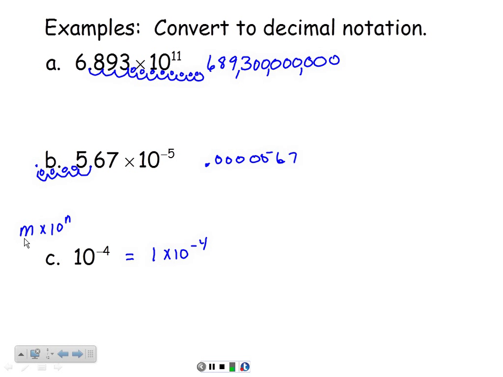Well, if I do that, the decimal is understood to be here, which means I need to move the decimal 4 places to the left. 1, 2, 3, 4. And so what I'm going to have is point, how many zeros do we do? 3 zeros, 1, 2, 3, then 1. And so that's going to be your decimal notation.